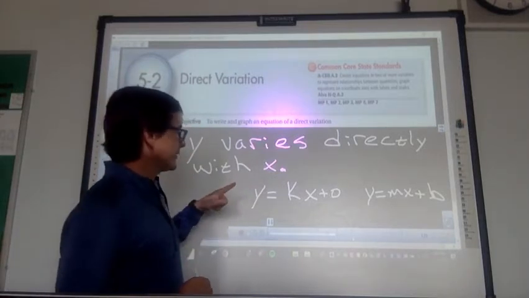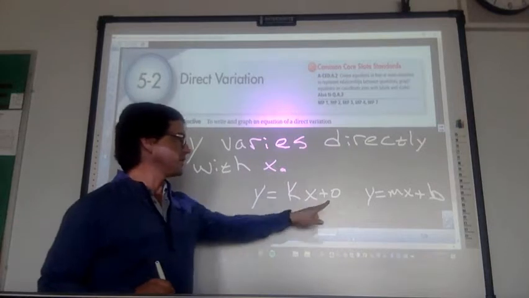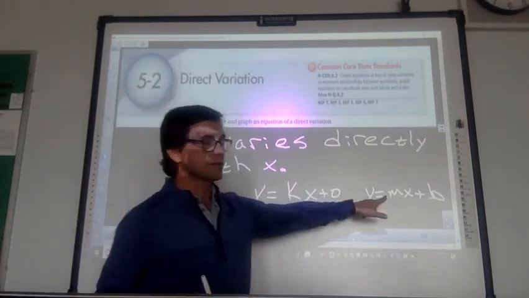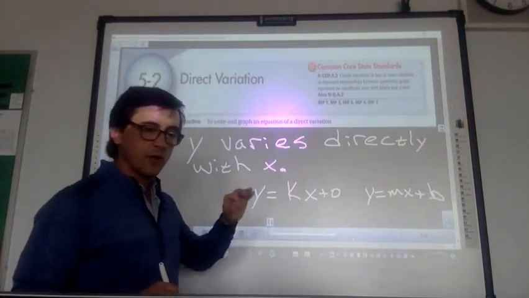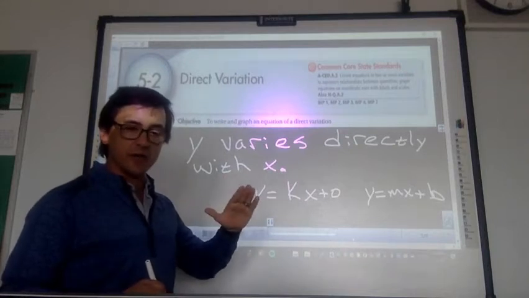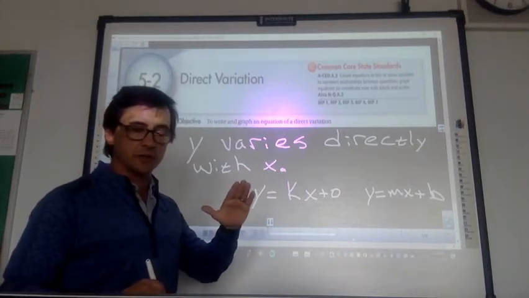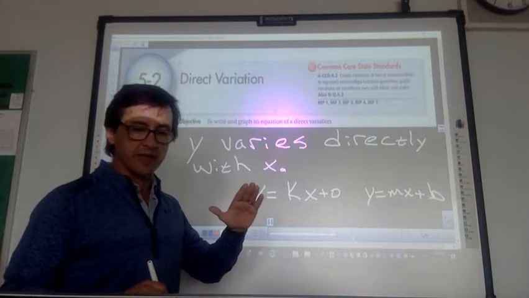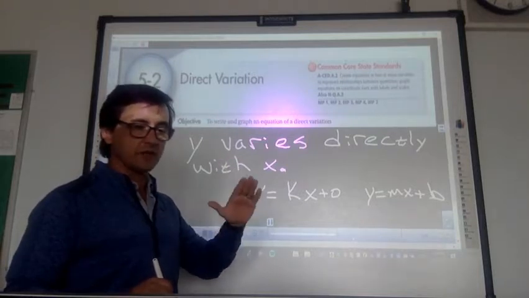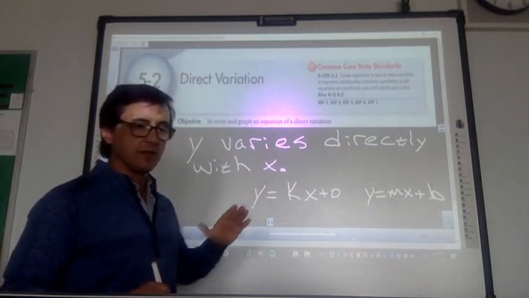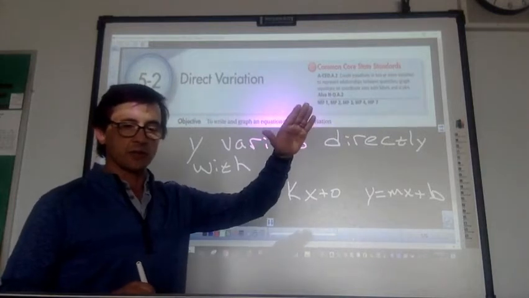So y varies directly with x. The b equals 0. K is the slope. If you graph a direct variation, it always goes through 0, 0. That's what I wanted you to write down. If you graph a direct variation equation, the graph goes through 0, 0.